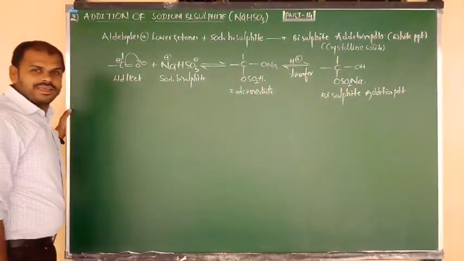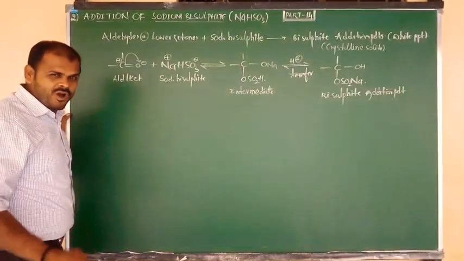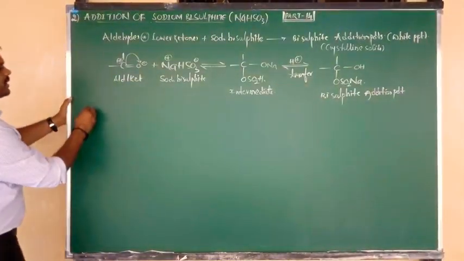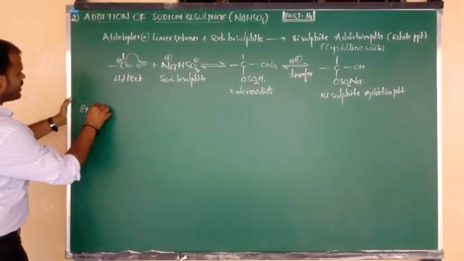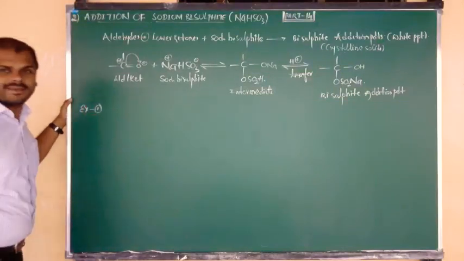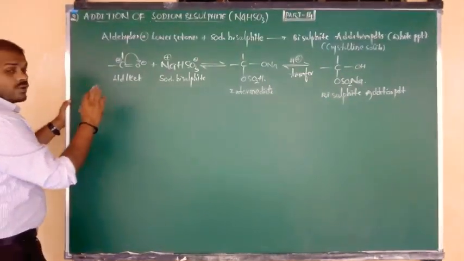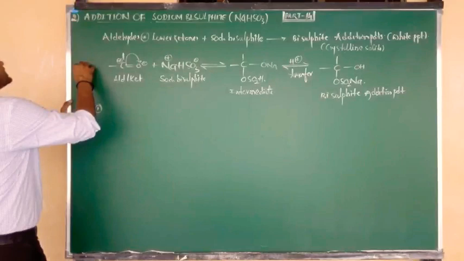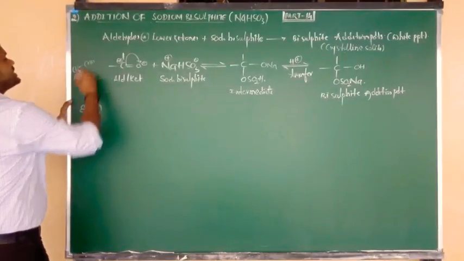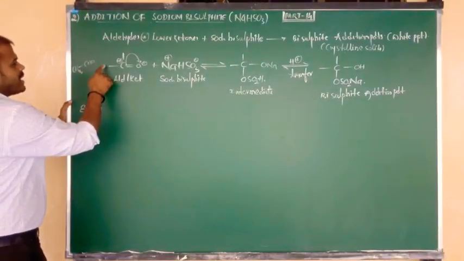Now I am going to take an example. One example by taking an aldehyde, one more example by taking a ketone. So example number 1 by taking an aldehyde. What is the formula of acetaldehyde? Acetaldehyde formula is CH3CHO. So here, what should we write, beta?